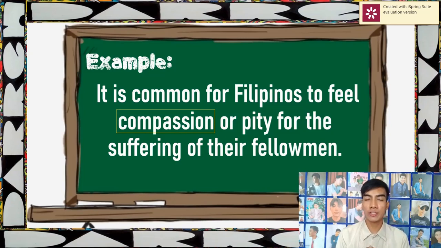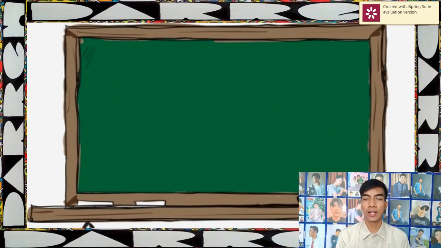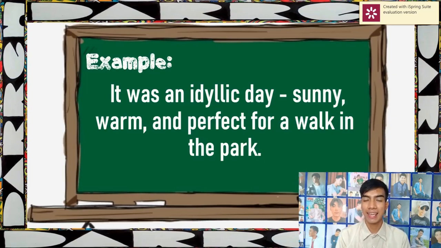If we are going to take a look at the sentence, there is the word or to hint that these two words have the same meaning. Thus, compassion could mean pity, kindness, or care to others. Let's have another one. It was an idyllic day, sunny, warm, and perfect for a walk in the park. So the unfamiliar term here is the word idyllic. The sentence used a dash or hyphen to indicate that the words after the unfamiliar term have the same meaning.